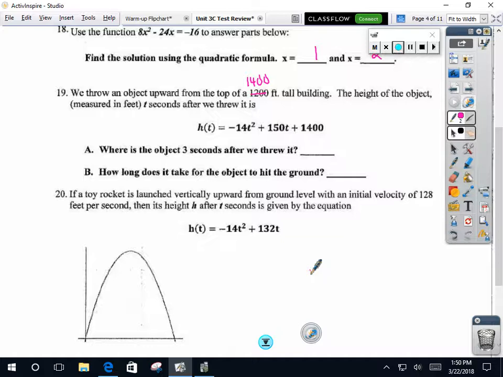Well, for this one, you could graph it, but I would plug in 3. See how it's 3 seconds? Okay, and doesn't it say t represents seconds? So you just replace the t's with 3. So it'd be negative 14 times 3 squared plus 150 times 3 plus 1,400. And when you type that in, you get what?